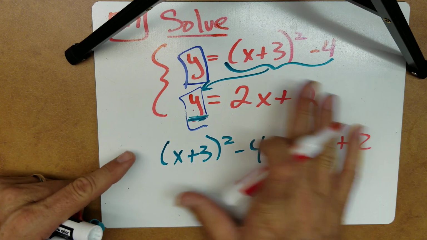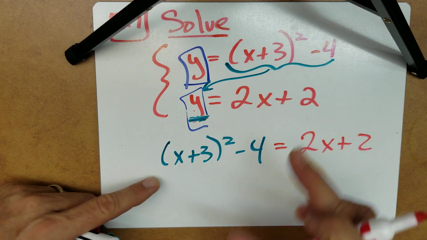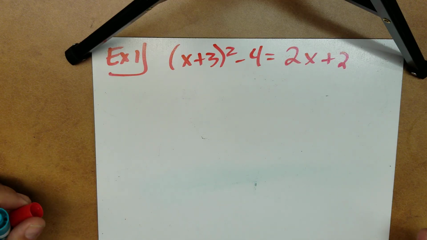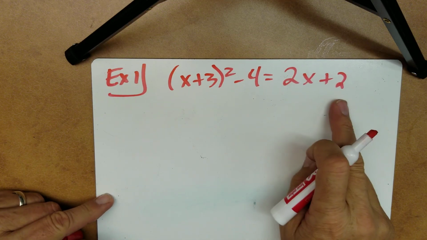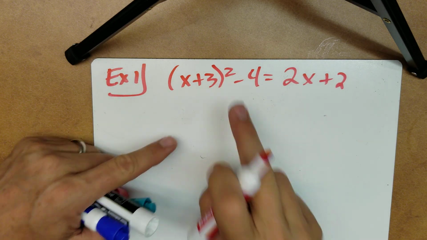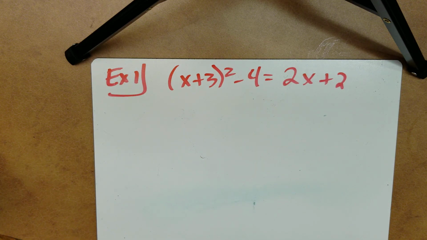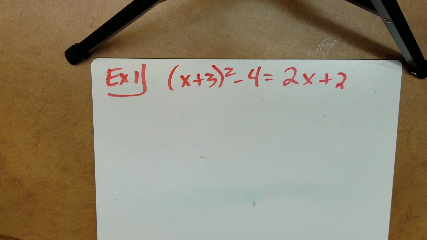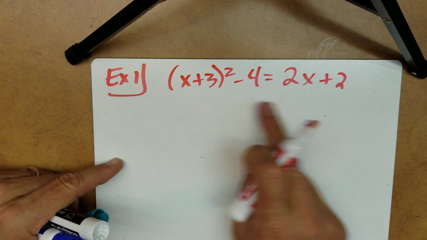I'm going to take a break. I'm going to erase this and rewrite this up on top so I have a little more room. Be right back. Okay, so here I go. I've rewritten it now, and you can see it's a quadratic because of the 2. What am I going to do? Well, I needed to make it equal to 0. Anytime you have a quadratic, it has to equal 0. So I have to simplify this.